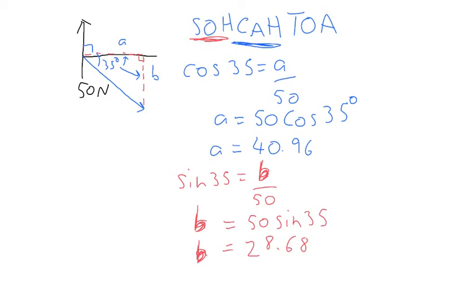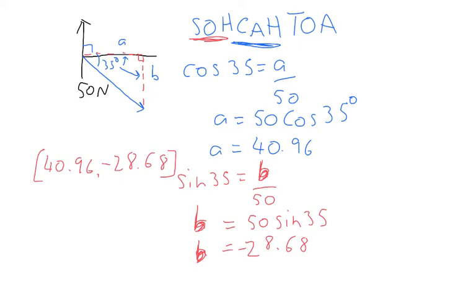But you have to realize that's the length of that line. It has no idea of the direction or orientation of it compared in the Cartesian plane. So we've actually gone below the horizontal, so technically that has to be negative. So this vector in component form would be 40.96, minus 28.68.